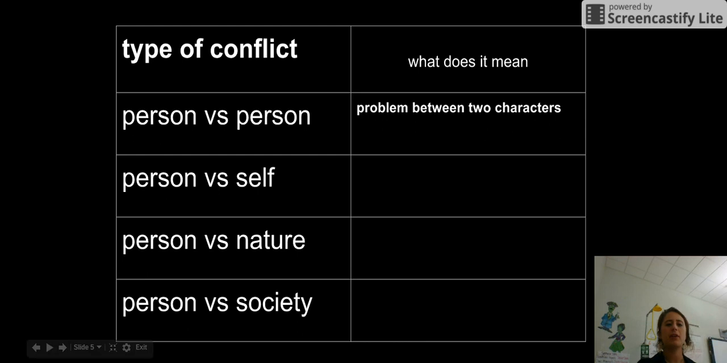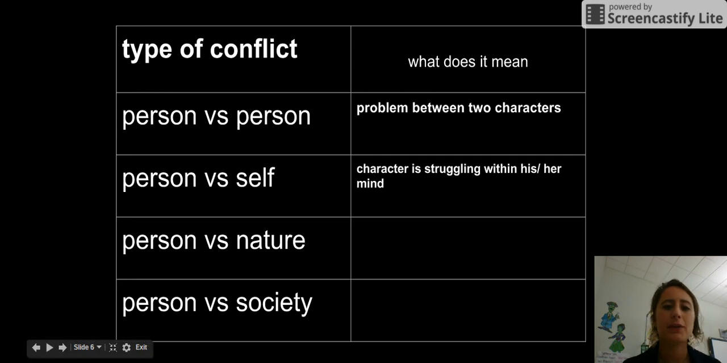So the first type of conflict, person versus person, that is a problem between 2 characters in your story, or really in life, when there are 2 different people who are having problems with each other. But there's also person versus self, when a character or a person is struggling within their own mind. This is like, say you're feeling really insecure about something, or you're having a lot of emotions you're trying to deal with, or you're really upset, mad at yourself for something that you did. That is a person versus self conflict.